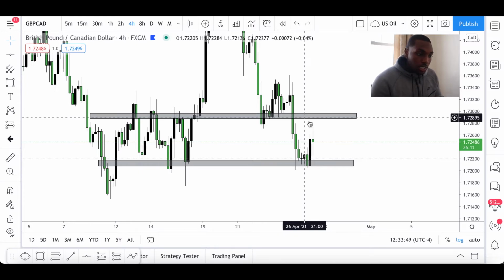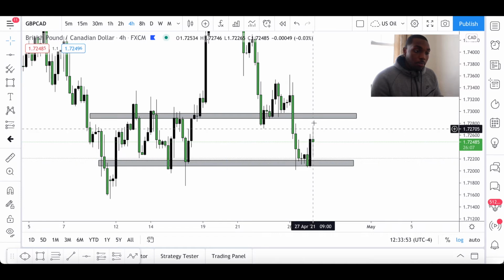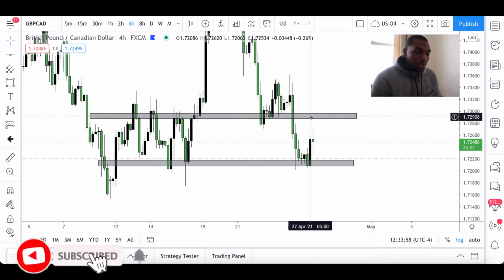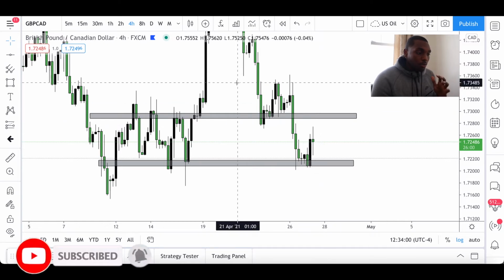because we didn't retest this area, right? So what that means is that price could buy, we could take a buy up to here, so we can get that retest of that area, and that could be a potential TP area. So that's good looking at it from the 4 hour.